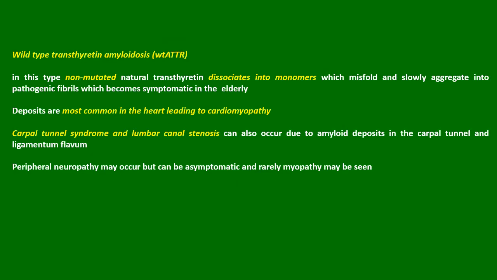The other acquired type is the wild type transthyretin amyloidosis. In this type, non-mutated natural transthyretin dissociates into monomers which misfold and slowly aggregate into pathogenic fibrils which become symptomatic in the elderly. Deposits are most common in the heart, leading to cardiomyopathy. Carpal tunnel syndrome and lumbar canal stenosis can occur due to amyloid deposits in the carpal tunnel and ligamentum flavum. Peripheral neuropathy may occur but can be asymptomatic, and rarely myopathy may be seen.